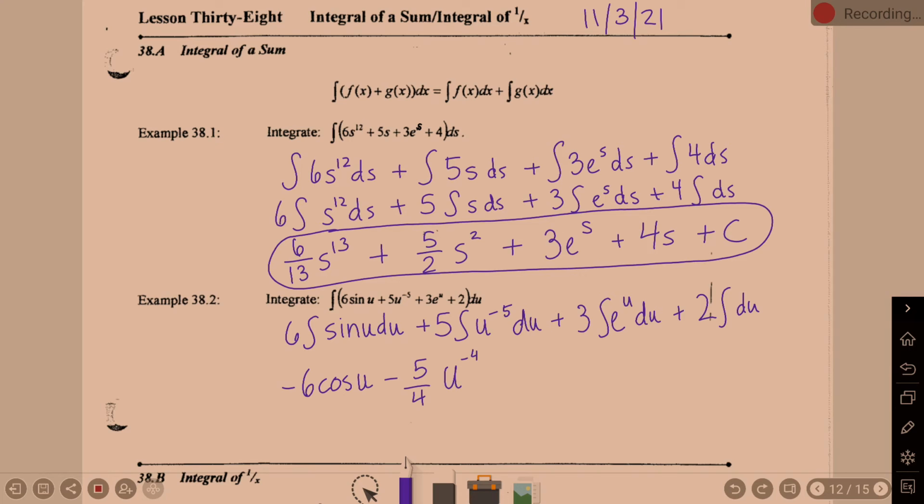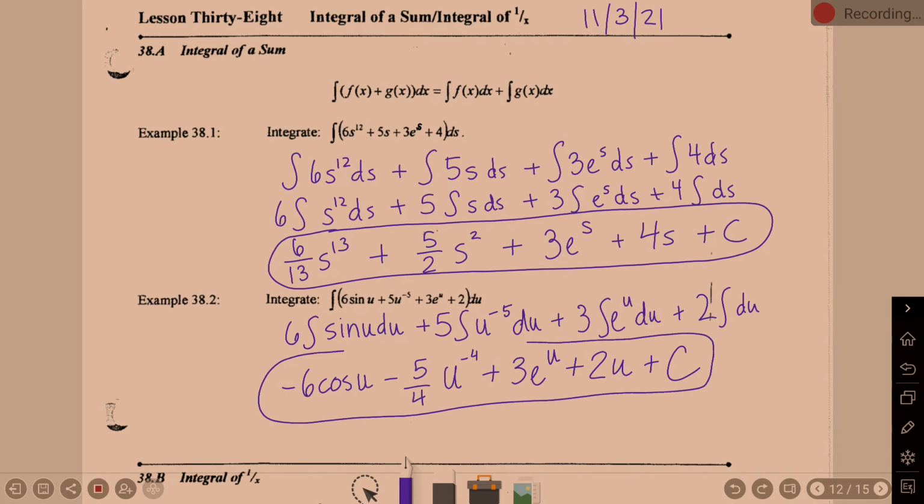3 integral of e to the u du. Okay. Integral of e to the u is still e to the u. Plus 2 integral of du, plus 2u. And don't forget, plus c. Okay, questions there?